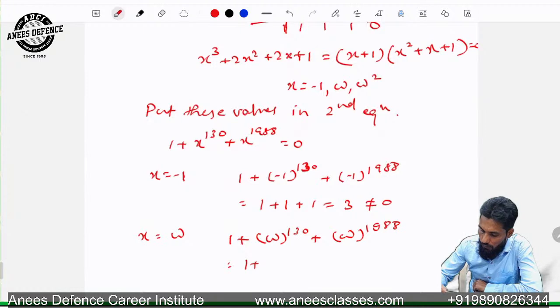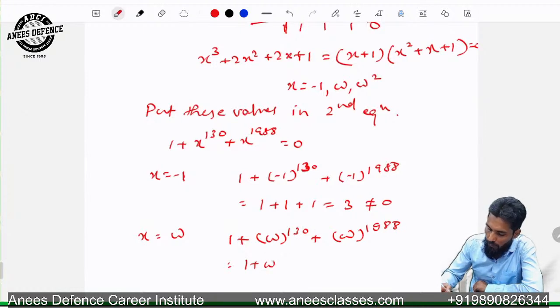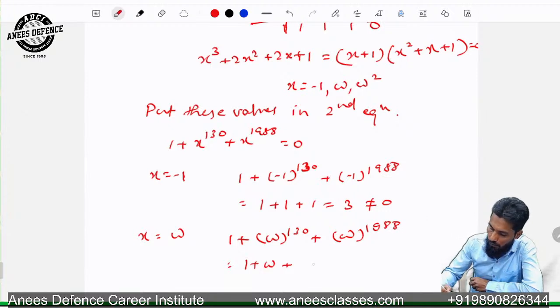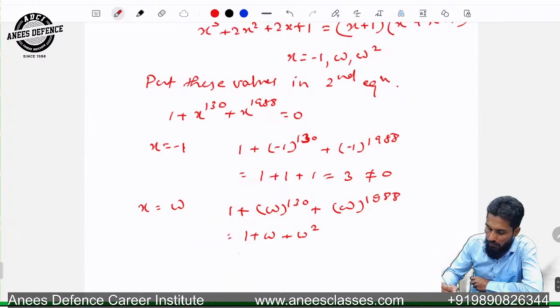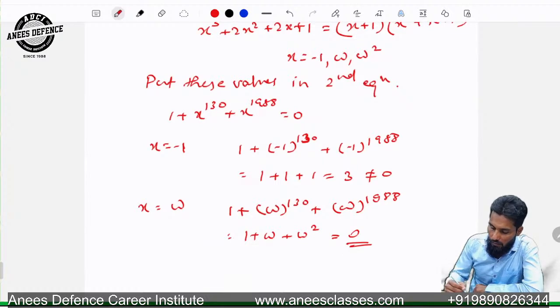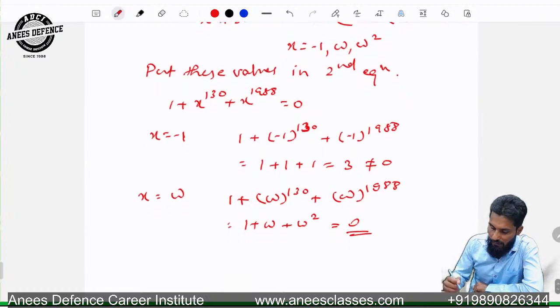3 4s are 12 and 10 9. You will get 1 as a remainder. Put omega there. And then 1988, when you divide it by 3, what remainder will you get? You will get 2 as remainder, that is omega square. And you know the value of 1 plus omega plus omega square equals 0. So if it is 0, it means this is a common root for both the equations. Yes, sir, omega is satisfying.